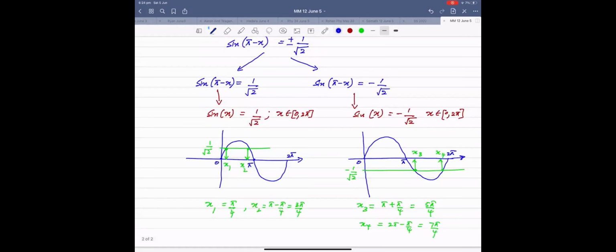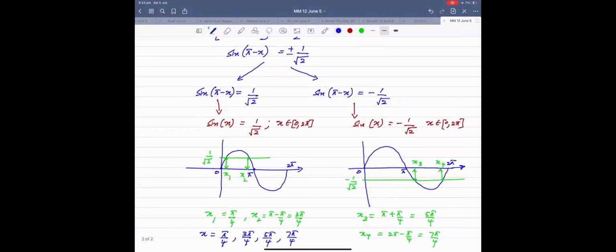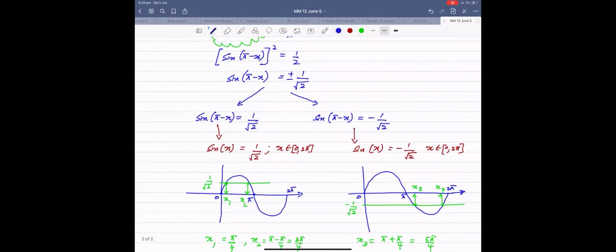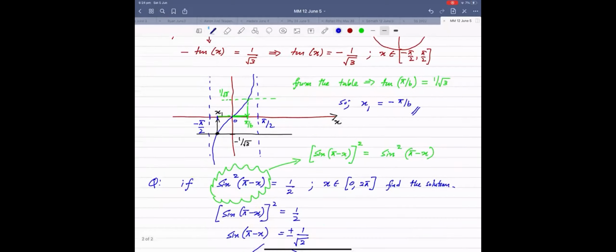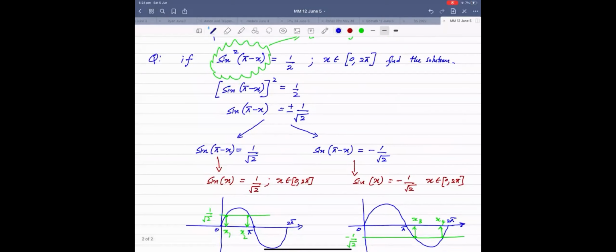So there are four x answers. x is equal to pi divided by 4 is one answer. 3 pi divided by 4 is the second answer. 5 pi divided by 4 is the third answer. 7 pi divided by 4 is the fourth answer. Okay. So I think we discussed these questions up to the real depth. You don't get questions more than this.